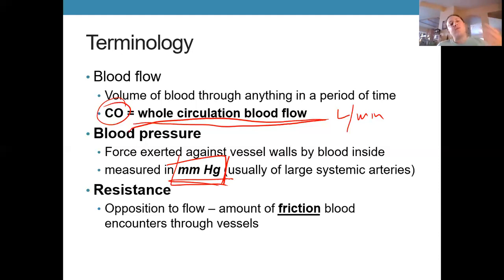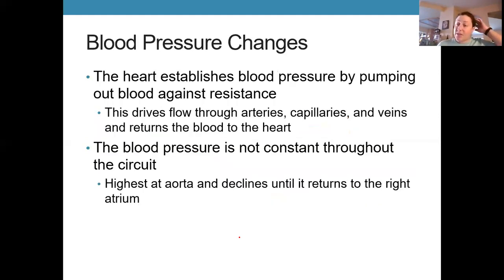And the last force that we deal with is resistance. Resistance, as I said, is the opposition or opposing force against flow. It's really just a measure of the amount of friction that the blood encounters as it moves through the vessels. Most of that friction comes from the interaction between the blood and the walls of the blood vessels. So when we look at flow, it becomes the ability of this pressure gradient to move blood against a frictional resistance.